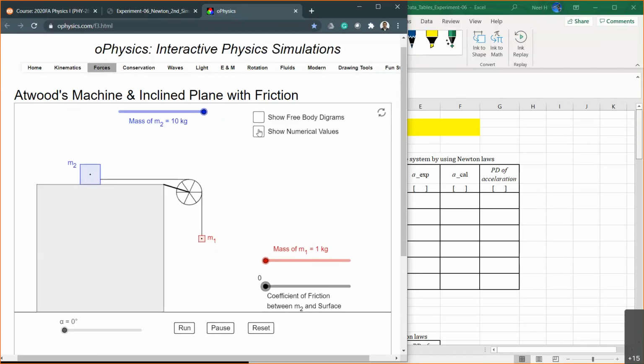Then you can click on the top right, right-hand side, very top. You will see two places you can click. One says show numerical values. Click on that. That will give you the information, for example, the acceleration of the system, the tension on the string, the time it took to go from one point to another, the velocity, and how high object number 1 is above the ground. Those are the information we need to actually validate Newton's laws. So after we run the simulator, that will give you that information.